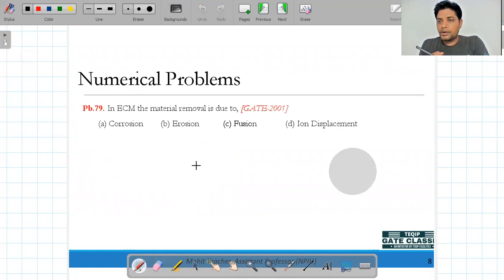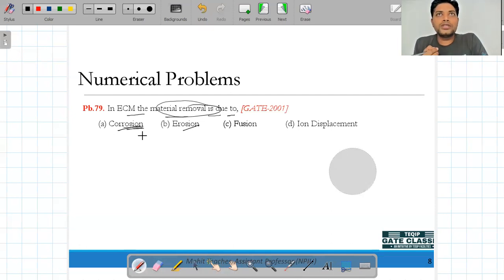Okay, one problem has come up, let's look at that, then we'll discuss the material removal rate. First, in ECM the material removal is due to what? Corrosion, no, erosion. Look, corrosion needs time to take place. If the material itself starts depleting from the workpiece area, then how will corrosion take place there? So please keep these things in mind.